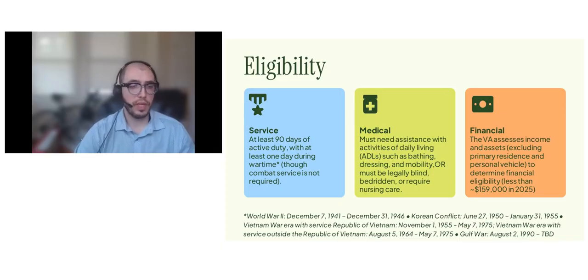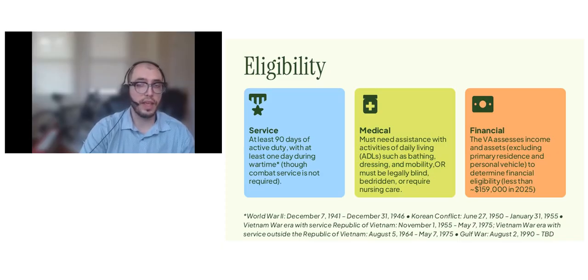But the eligibility criteria for the aid and attendance pension is actually much more stringent than the homemaker and home health aid benefit. And that is for two main reasons. So the first is that the veteran must have served for at least 90 consecutive days of active duty with at least one day during wartime periods, although combat service is not required. But we have taken the liberty of providing which exact wartime periods do qualify. So you see the most recent is the Gulf War. So the veteran must have served during any of these specific periods in order to receive this benefit.